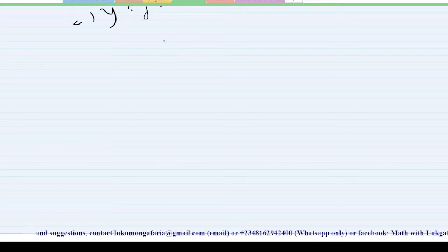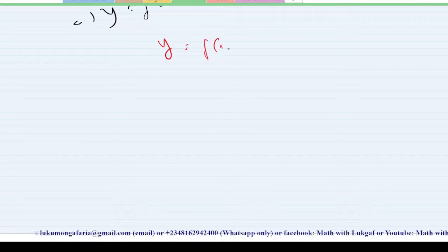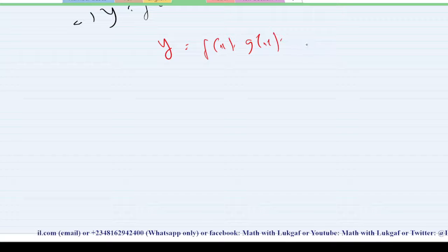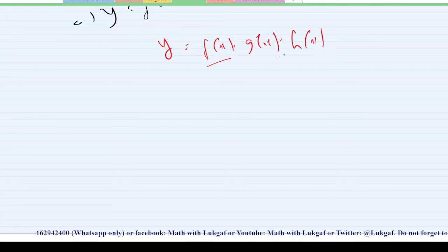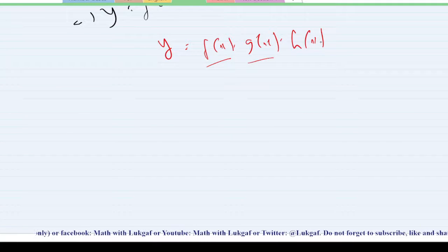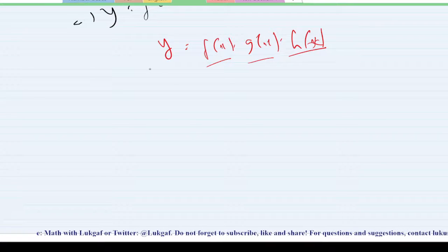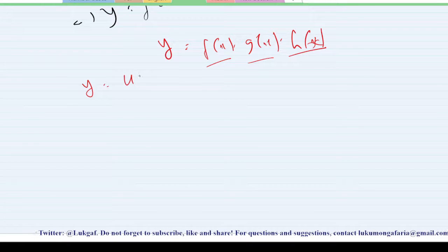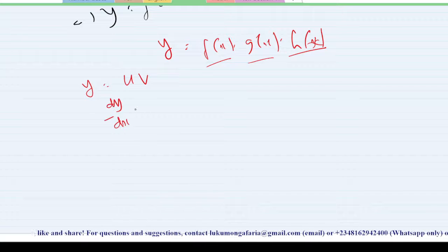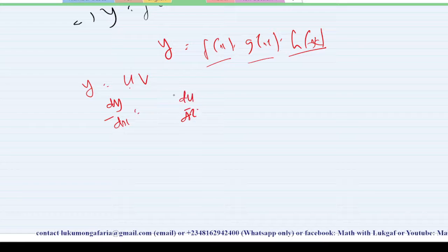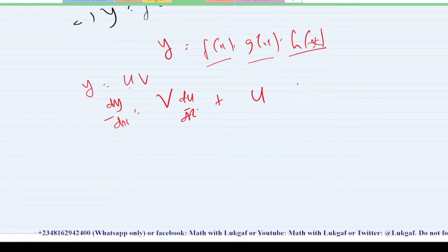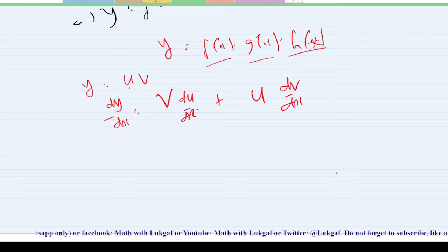For example, if I have y is equal to f of x multiplied by g of x multiplied by h of x. You know this is a function on its own, this is a function on its own, and this is another function. Then in this particular case, you are going to use what? Product rule. And don't forget what I wrote the other time, that is when you have y is equal to uv, then your dy/dx will be what? You differentiate the first one, du/dx, you leave the second as it is, plus differentiating the second, leaving the first as it is.